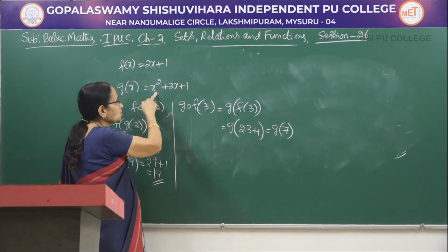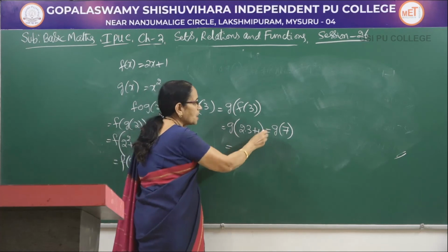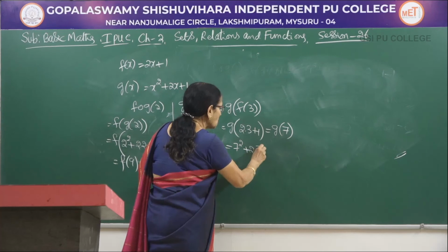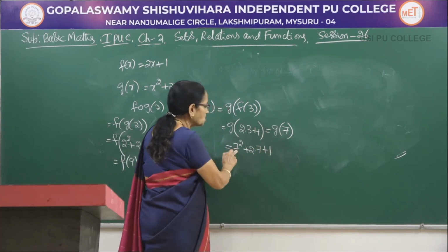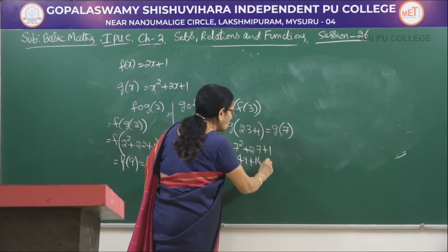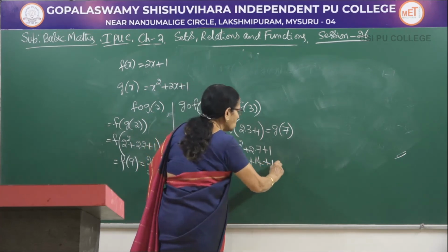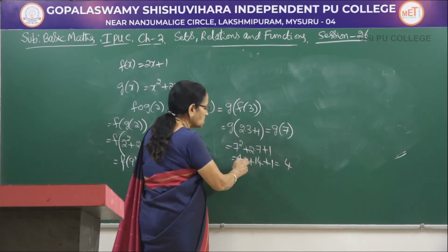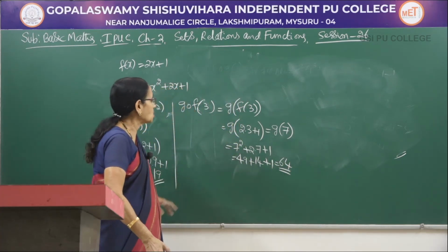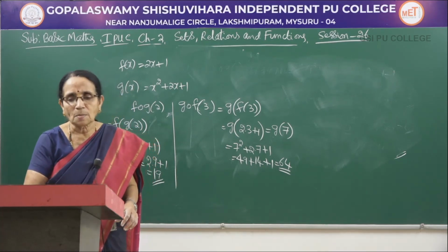When x is there, squared, multiplied by 2, 1 is added. In the place of x I am having 7. 7 square plus 2 into 7 plus 1. 7 square is 49. 2 into 7, 14, plus 1. So when you add 9 plus 1, 10; 4 plus 1, 14 plus 1 carried, 1 plus 1, 2, 2 plus 4, 6. So it is equal to 64. That is the value of the second composite function.